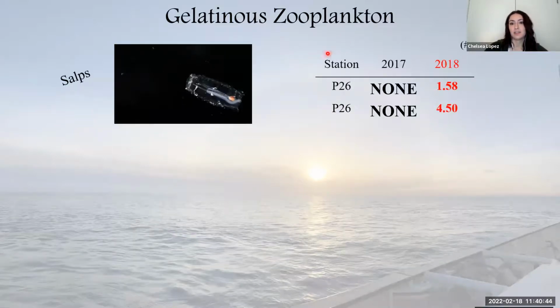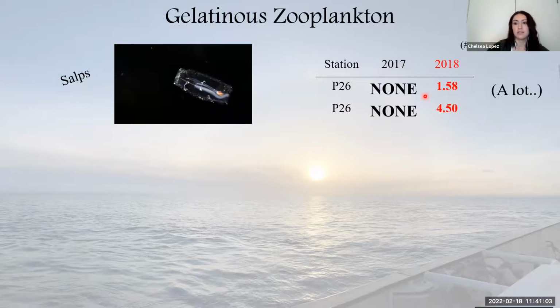So here is some data from the 2 years of P26, which is the most offshore station. In 2017, there was none. In 2018, you see higher counts of them. If you think about it, this is number per cubic meter. If you have 4 of these per cubic meter, that's a lot. I know these numbers don't mean anything to you really, but you can believe me, it's a lot.